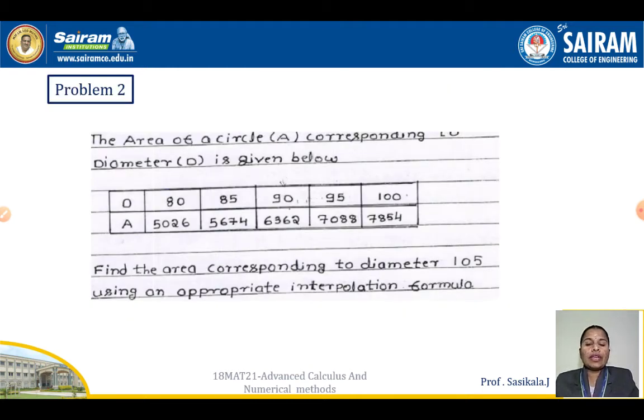Next, one more example. The area of a circle A corresponding to the diameter D is given below. So they have given the area and the diameter. Find the area corresponding to the diameter. We have to find the area depending on the diameter, so diameter is the independent variable and area is the dependent variable. Clear? Use an appropriate interpolation formula.